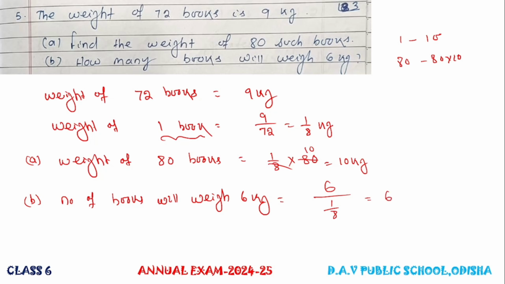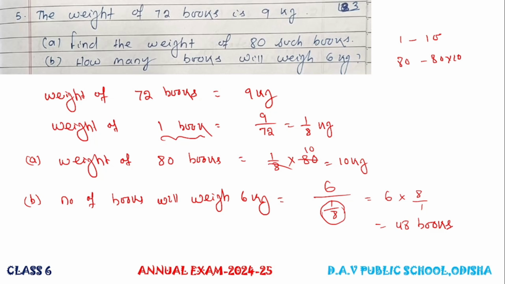So 6 into 8 by 1, because when we divide two fractions, the second fraction will be inverted. This is 8 by 1. So 6 times 8 is 48. So answer is 48 books. Clear? This is important question.